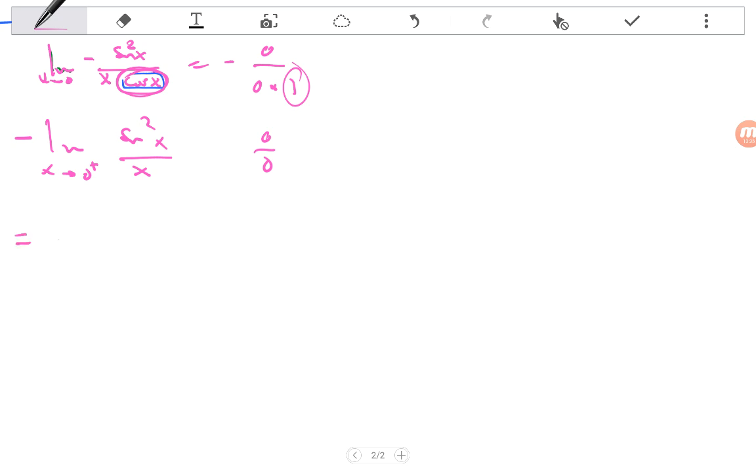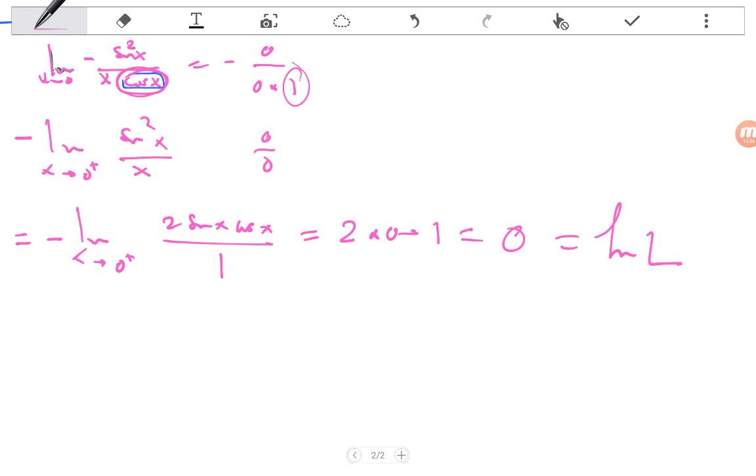So in this case, that will be negative limit x approaching 0 plus, and that will be 2 sine x cosine x over 1. Now I substitute with 0, so that will be 2 times 0 times 1, and the result will be 0. Now remember that this is just ln of L. So I've deduced that ln of L is equal to 0.